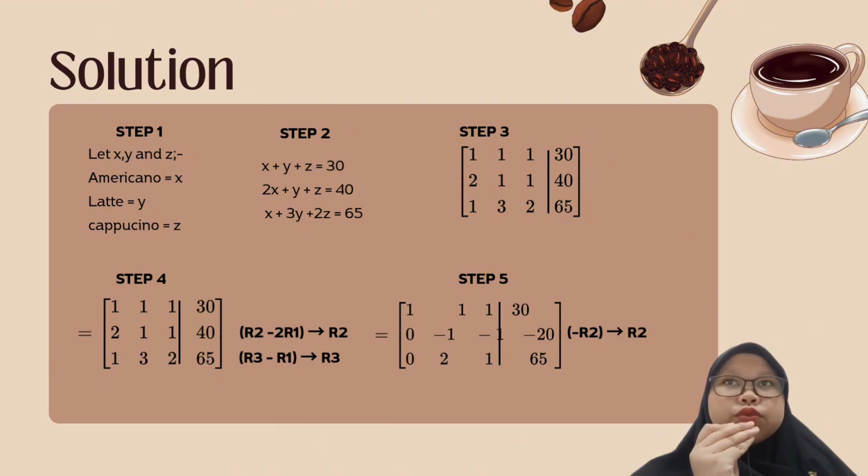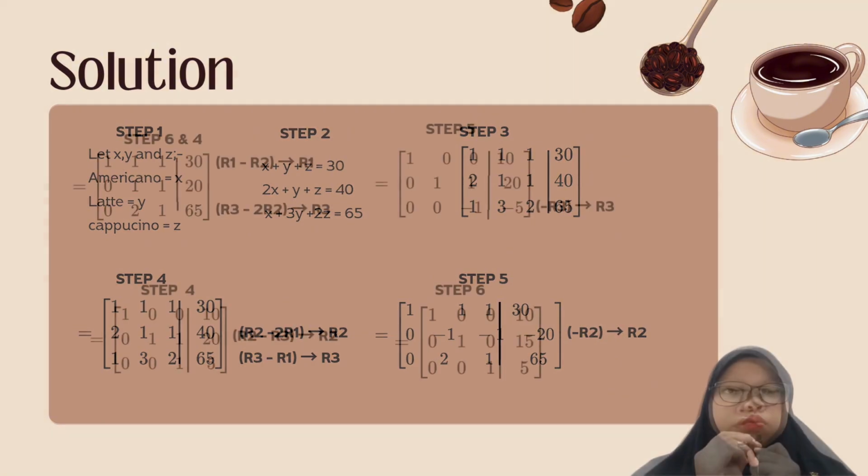For step 4, we start using the operation row 2 minus 2 row 1 to get the new row 2. Other than that, we use row 3 minus row 1 to get the new row 3. This will turn the 0 on the leading one in column 1. After that, we use the operation minus row 2 to get the new row 2. So it will turn the leading one in column 2, row 2.